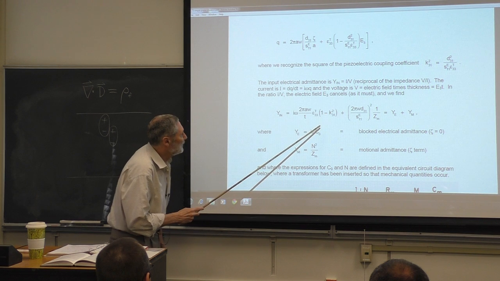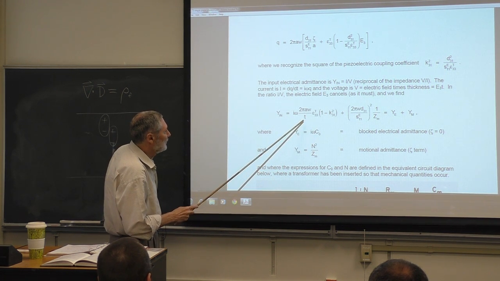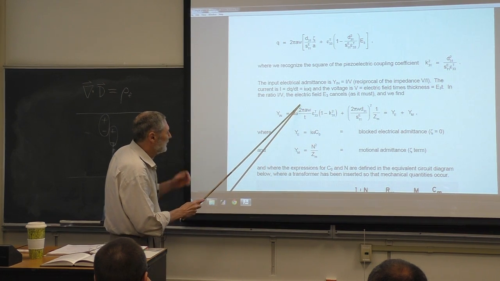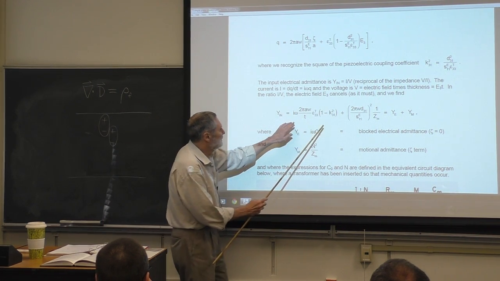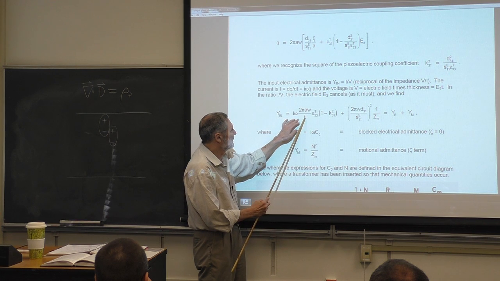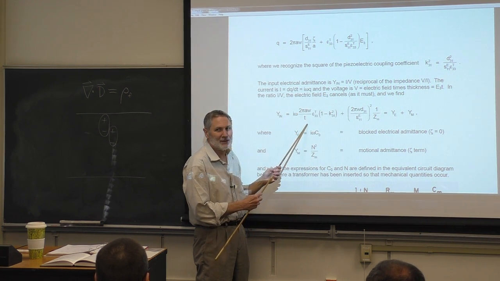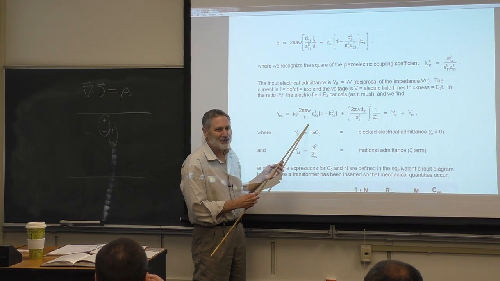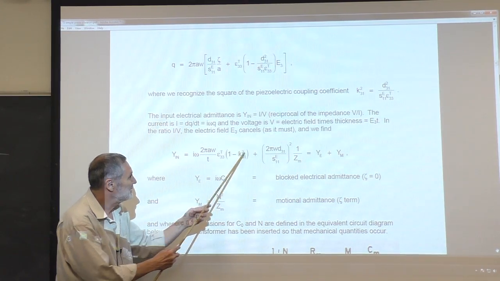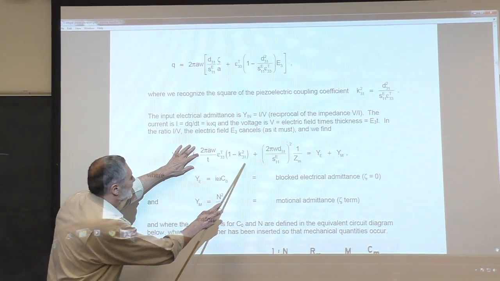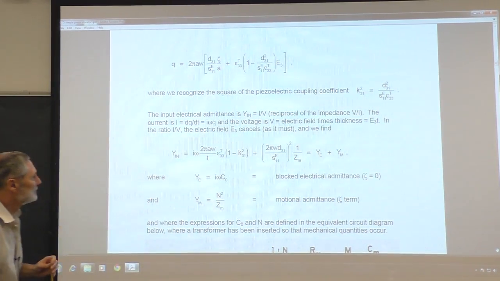We can identify it right here. You can see it's i omega times some constants. What do we call all this? What's the admittance of a capacitor? i omega C. So this is the blocked electrical admittance, all of this right here, which we call C0.